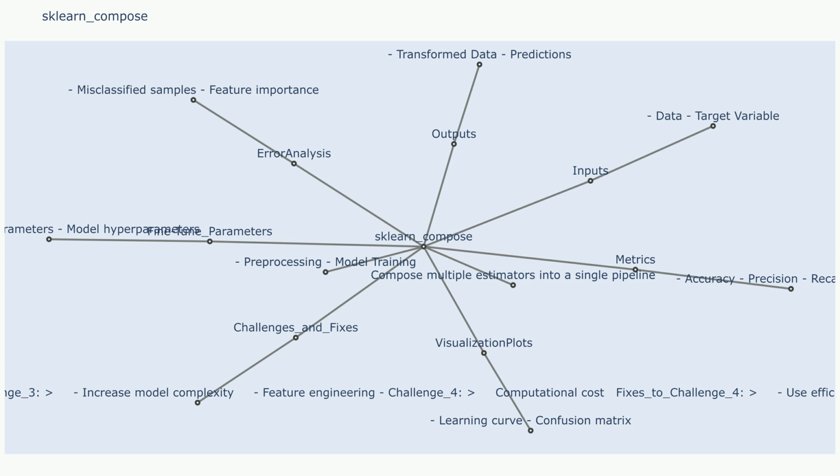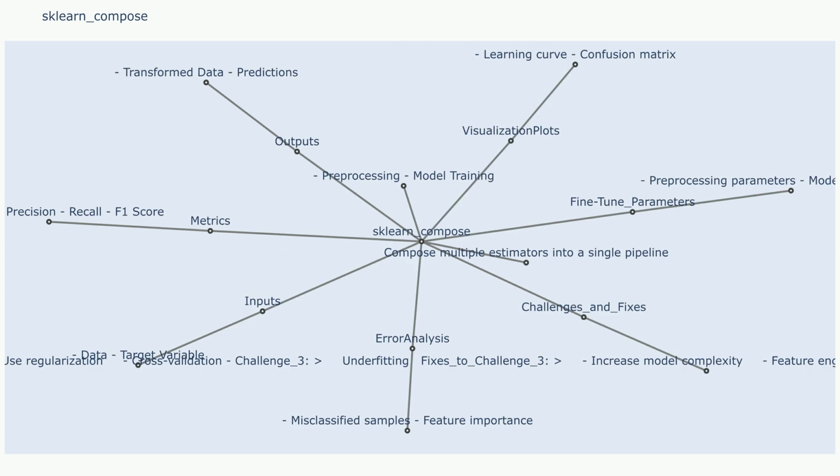Challenge 2: overfitting: the model performs exceptionally well on the training data but generalizes poorly to unseen data. Sample use case that resulted in challenge 2: using a complex model with too many parameters or not enough data for the model to learn from. Fixes to challenge 2: consider simpler models. Apply regularization techniques. Use cross-validation to evaluate model performance. Or gather more data.